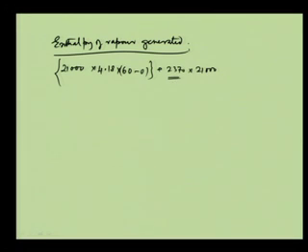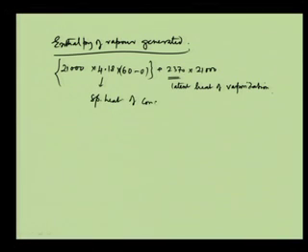2370 is, I should say, the latent heat of vaporization, and this is the enthalpy, specific heat of concentrated solution. But this is the specific heat of water, because we are considering the heat balance for the water.